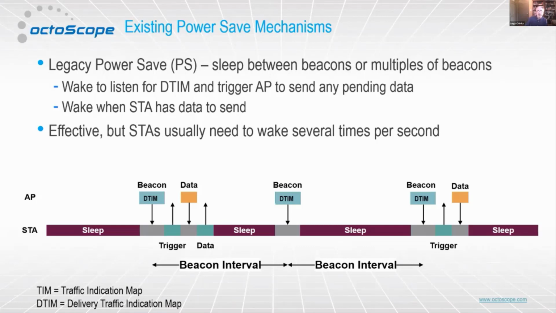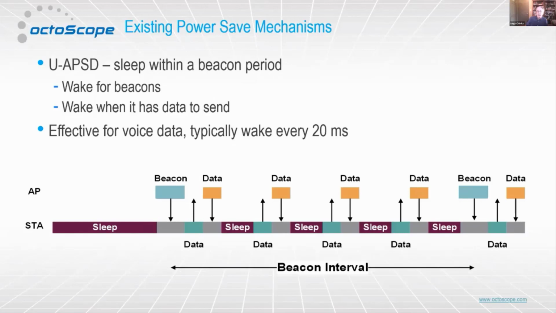So again, if you look back at legacy power save, I already mentioned how this worked. Essentially a station device could go to sleep and wake up every beacon or few beacon periods, and send and receive data, and then go back to sleep, either again for 1 or 2 or 3 beacons. Again, good because you can see how much of this time is spent sleeping, but it's still waking up several times every second. Even UAPSD, again designed for voice, had a fairly rapid wake up time.